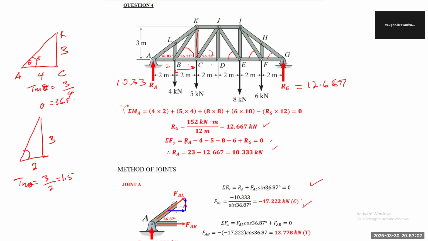And so you get that this is a compressive force. So instead of going that way, it's really going into the joint. So it is in compression. All right, what about the next one now? F of x, right? Going this way. How many components do you have? 1, 2. So you have the cos one, which is cos FAL, cos 36.87.